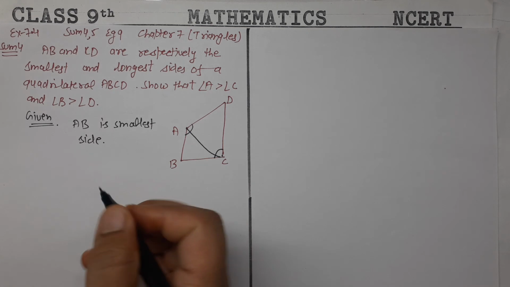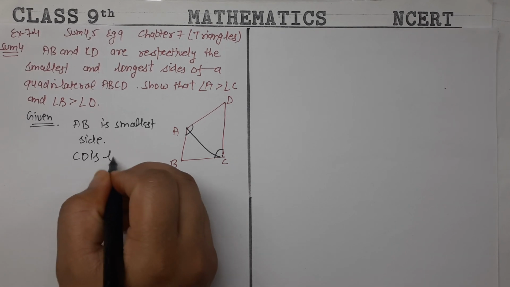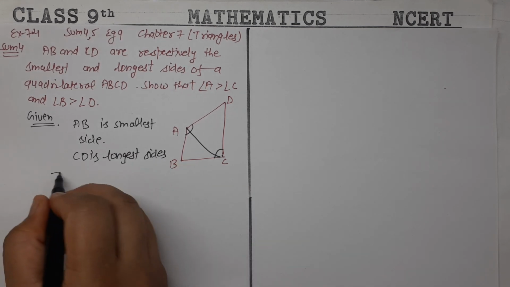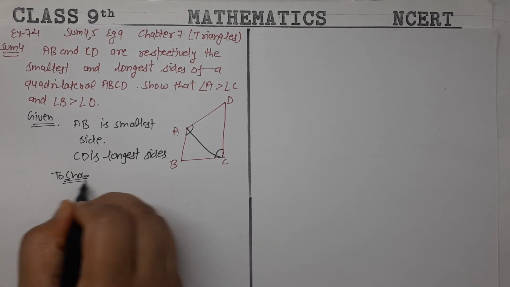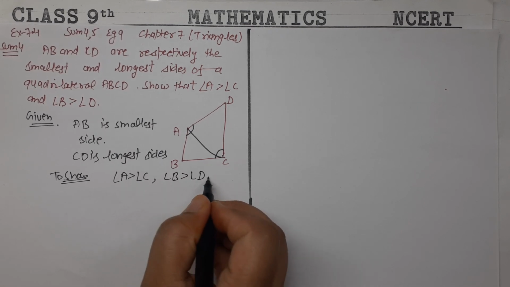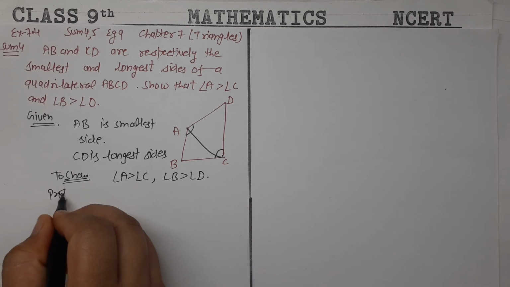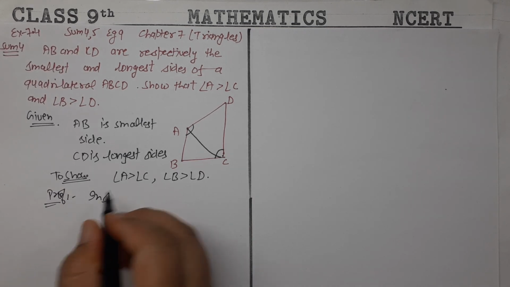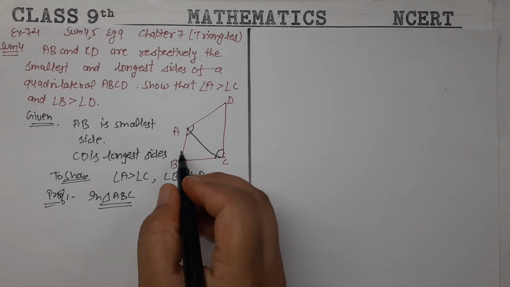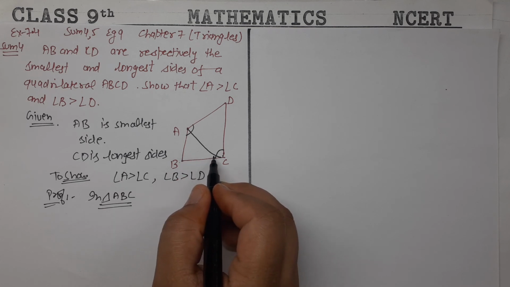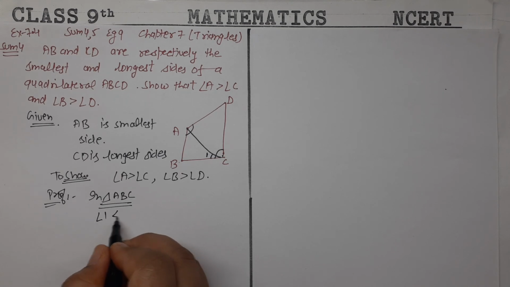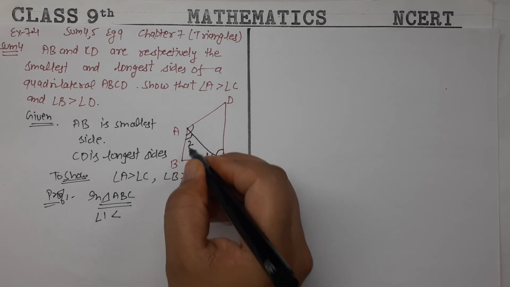AB is smallest side. CD is longest side. To show, proof: in triangle ABC, AB is the smallest side, in front of AB the angle is 1. Angle 1 is less than angle 2.